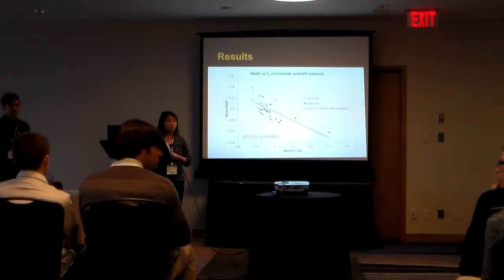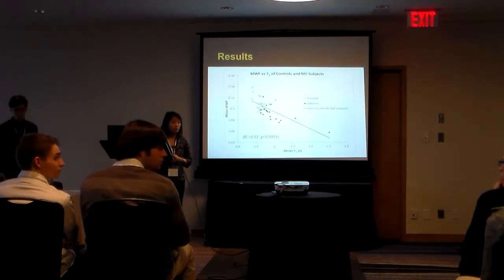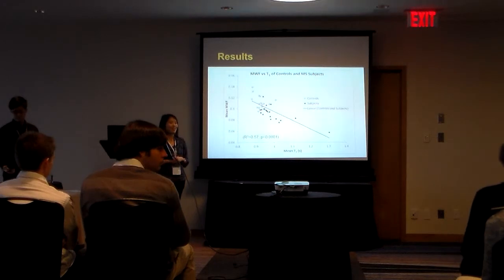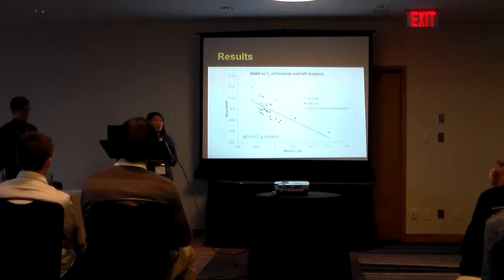Yes? Why didn't you try something like magnetization transfer, which I know is used to look at demyelination? Because the MTR ratio is sensitive to myelin, but it's not actually specific to myelin.